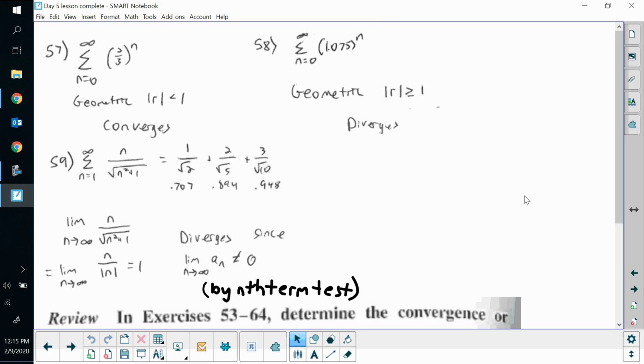57, geometric, R was less than 1, so converging. 58, geometric, R was greater than 1, so diverging. And 59, by the nth term test, our limit as n goes to infinity was 1, because square root of n squared is absolute value of n, but as you go to infinity, that's just going to be n, so really we're approaching 1. So we're diverging by the nth term test. I'm going to go ahead and switch.